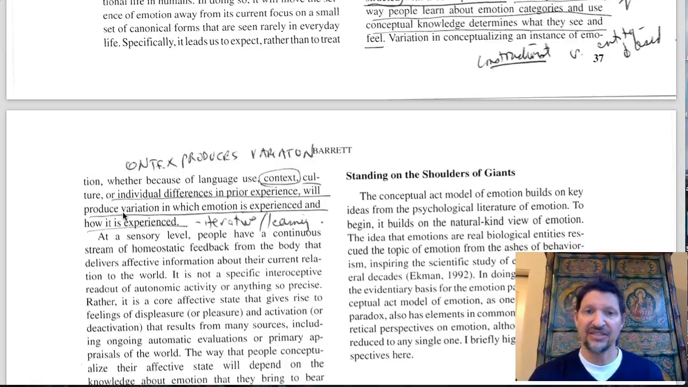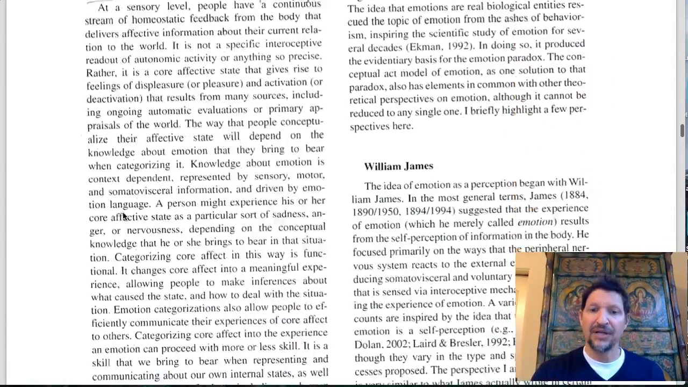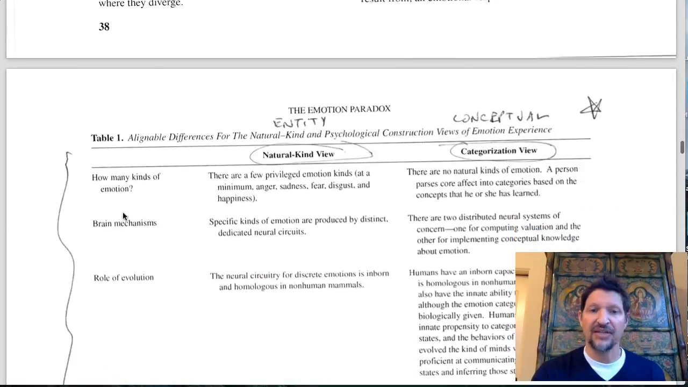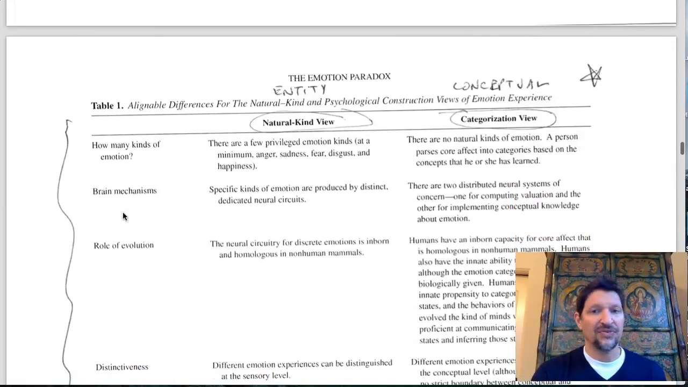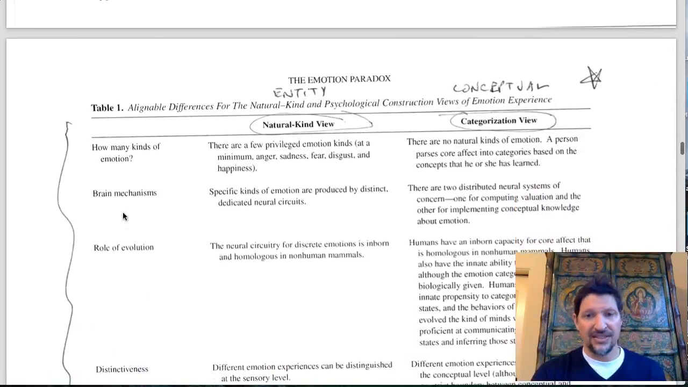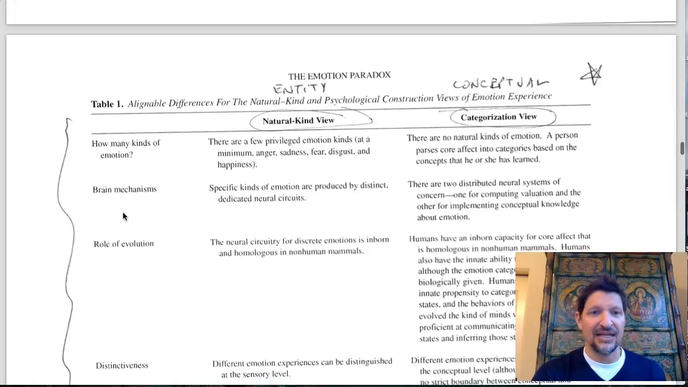That actually kind of makes sense. It's a little self-evident, but it's nice to have that related. Oh, these are beautiful. Here we are way into this, and now all of a sudden, she has this great little chart that has the entity-oriented natural kind view and the conceptual-oriented categorization view, which is her view.